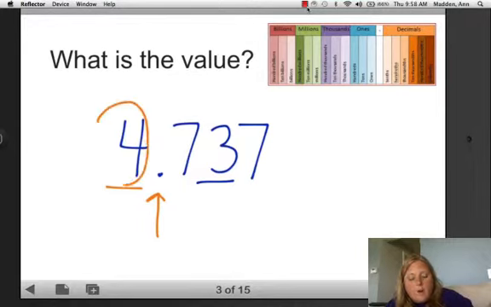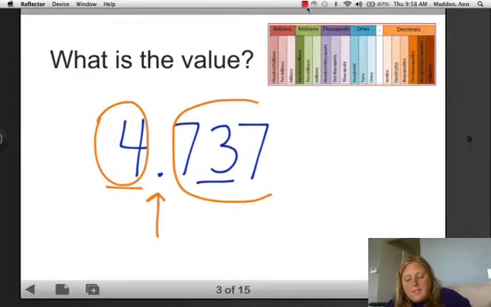Let's take a look to see how I did that. I said the number 4 because that's the normal 4. Every time you see this decimal point, say the word and. So it would be 4 and then I'm going to look at the entire number back here. The number is 737. So I'd say 4 and 737. But I need to add one more thing at the end to show that it's a decimal.